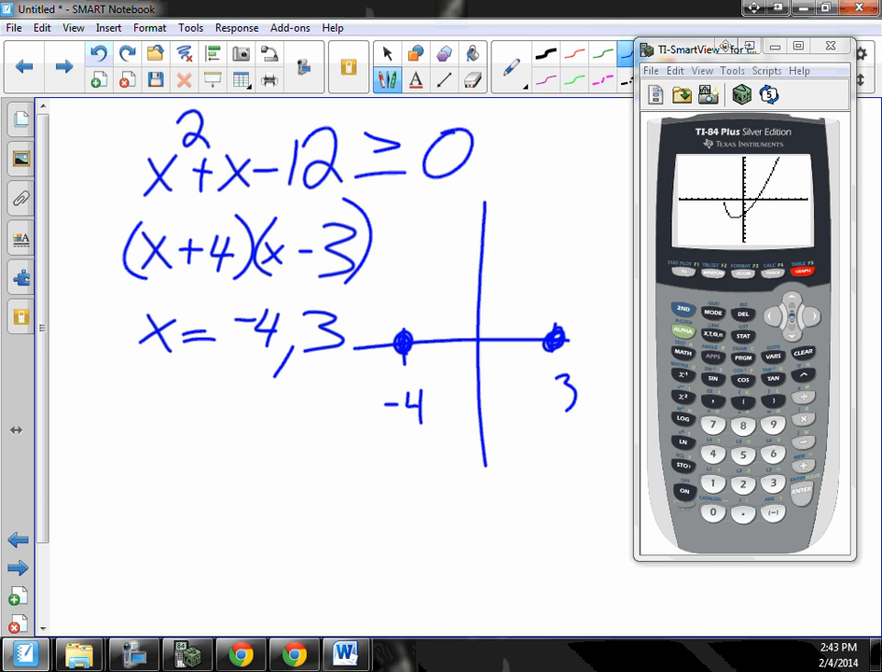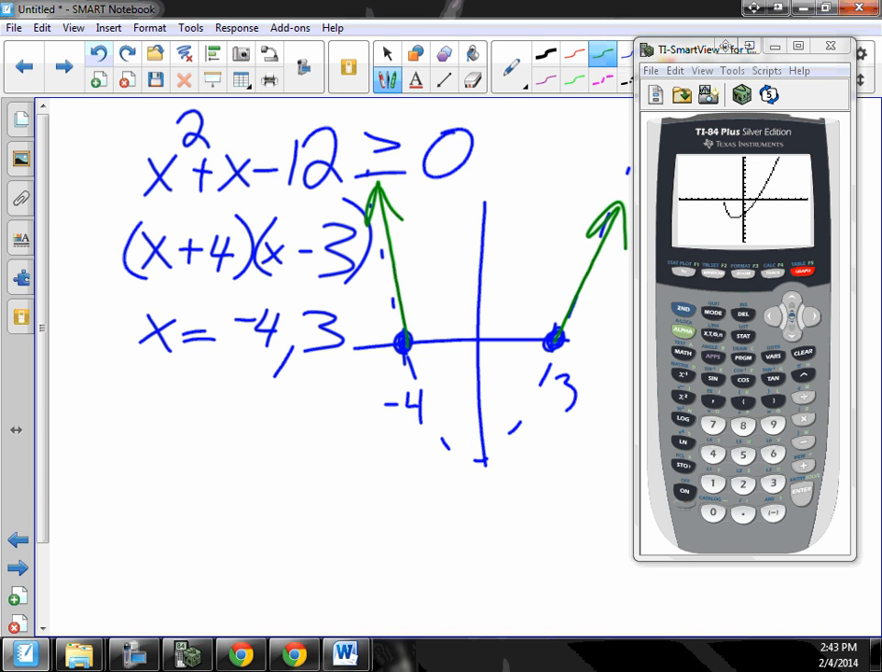Above. So the original parabola would look something like this, but my graph will be those. That's pretty simple, right? No big mysteries? It's only those parts of the graph above the x-axis.